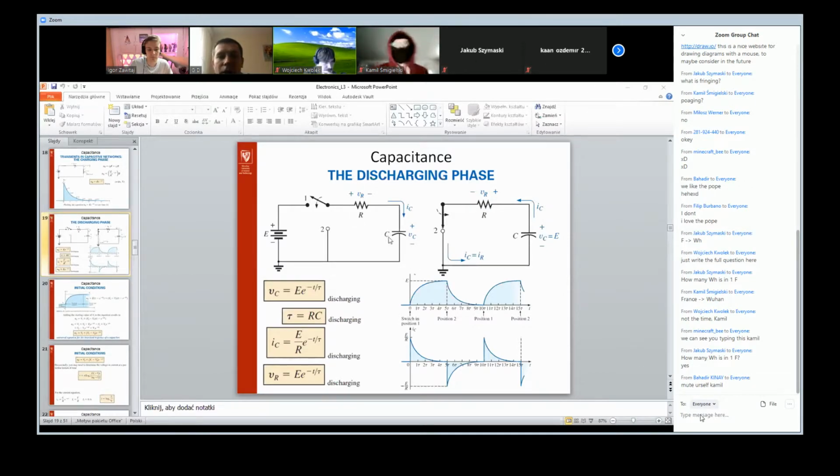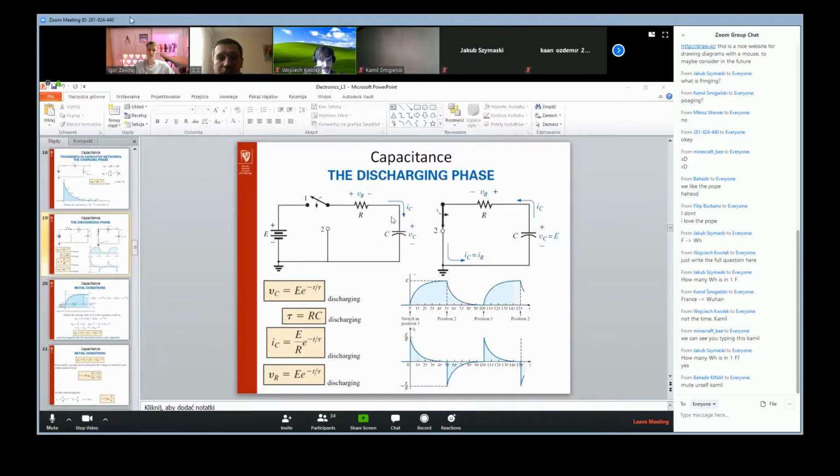Let's change the position of the switch to the second one. What happened there? Then, if we turn off the switch 1, the voltage drop on the capacitor will be equal to the maximum value, E. That's right? I think yes.